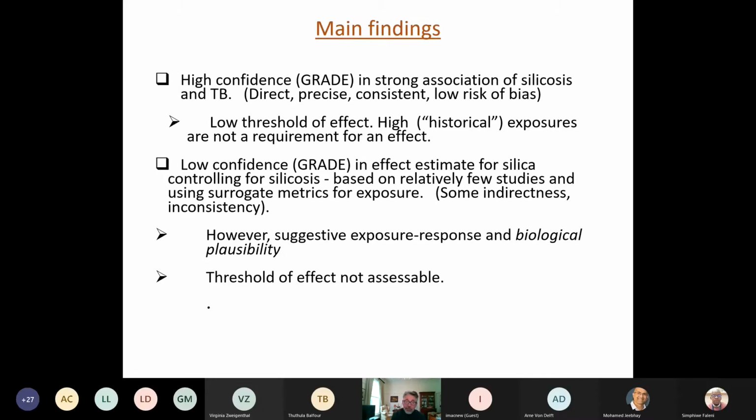However, there are suggestive exposure-response relationships, and what I've not presented here are the other databases. The mortality database strongly suggests an association, and there is considerable biological plausibility from animal studies, most of them from the first half of the century, relatively few after 1970, and more recently from immunological studies, suggesting that silica has a specific and unique effect on the control of Mycobacterium tuberculosis at the macrophage and cytokine level. Threshold effect was not accessible.